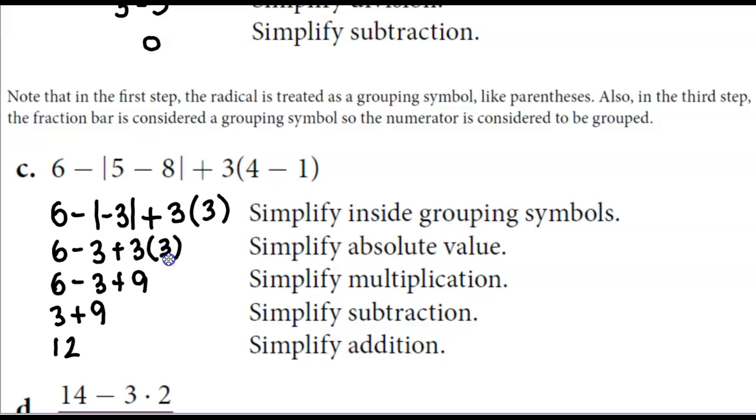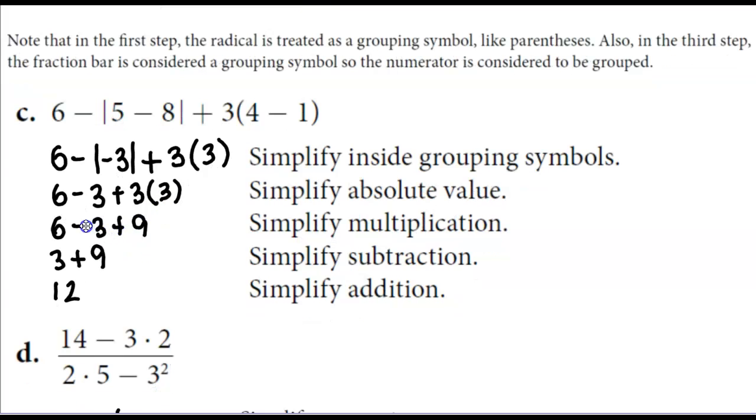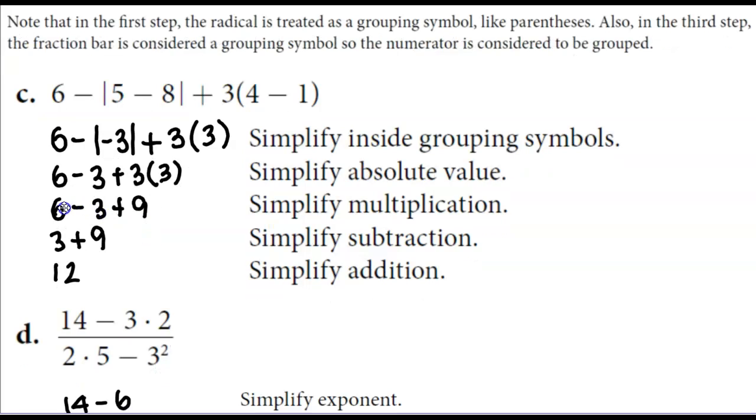Plus 3 times 3. And then we're going to go ahead with the multiplication first. So we have 6 minus 3 plus 3 times 3, which is 9. And now we're going to go from left to right. So 6 minus 3 is 3. Add 9. 3 plus 9 gives you 12. So the answer is 12.